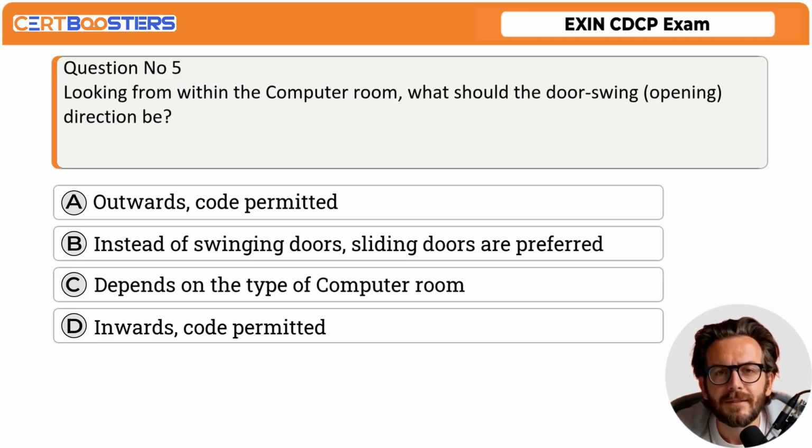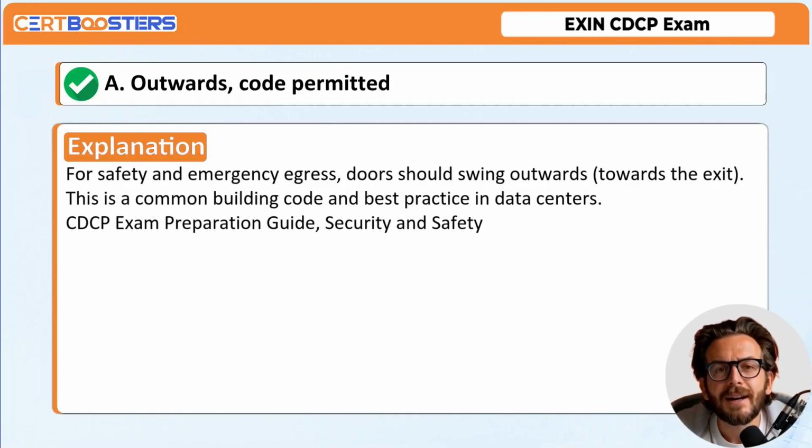Question number 5. Looking from within the computer room, what should the door swing opening direction be? A. Outwards, code permitted. B. Instead of swinging doors, sliding doors are preferred. C. Depends on the type of computer room. D. Inwards, code permitted. Correct answer A.